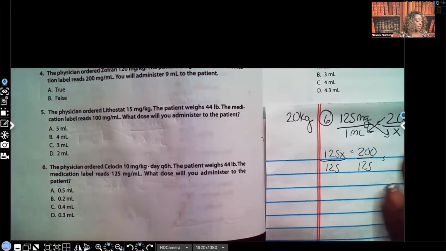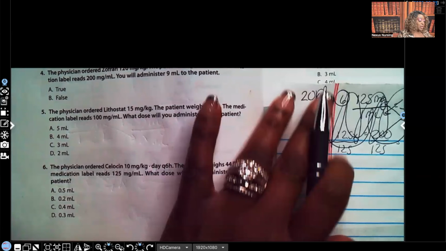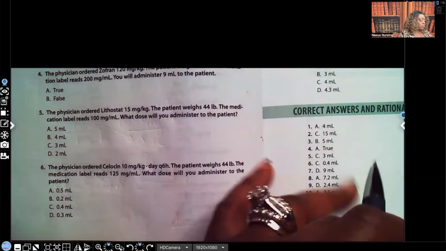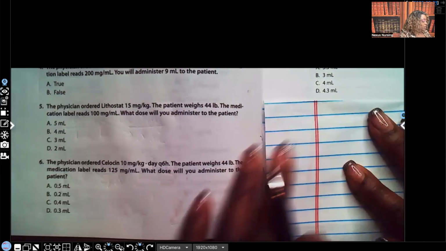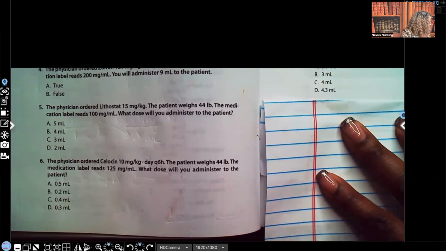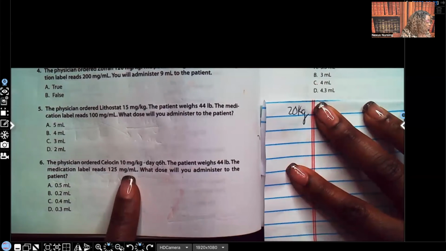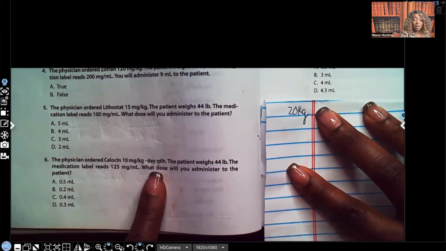I'm going to start over again. If you guys see where I went wrong, let me know in the comment section, because I'm starting this all over again. I'm trying to figure out where I went wrong. Let's start over. Pounds: 44 divided by 2.2. Kid weighs 20 kilograms. I'm going to put that over here. I know what I did wrong.